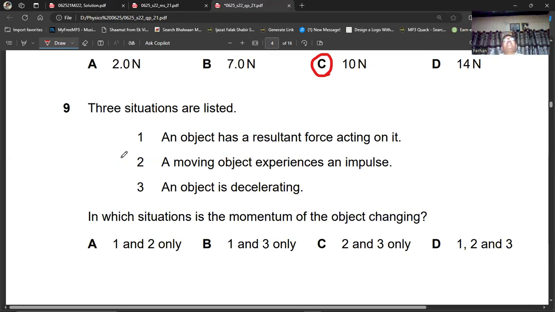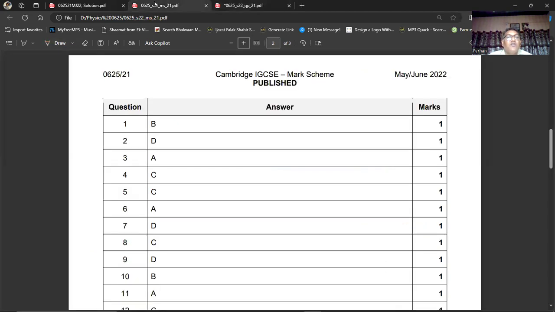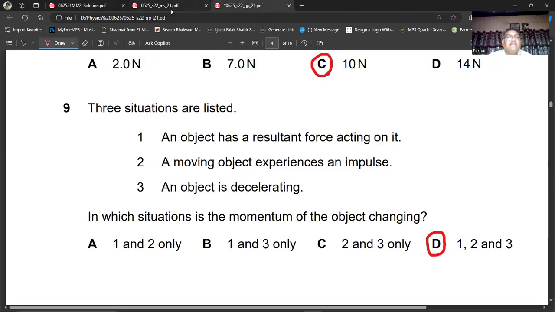You see, whenever you have a resultant force, your speed will be changing. So the object will have changing momentum. A moving object experiences an impulse. Whenever an impulse is acting, impulse is the change in the momentum itself. So there will be a change in the momentum. Third one is an object is decelerating. Decelerating means that your speed is changing. When your velocity is changing, your momentum will also be changing. So in all of those three situations, we will have a changing momentum. So I think D is the answer. Question number 9, D is the answer.